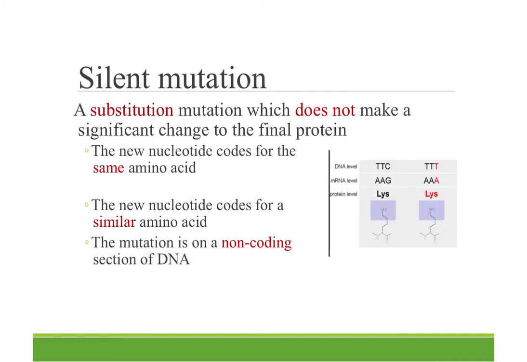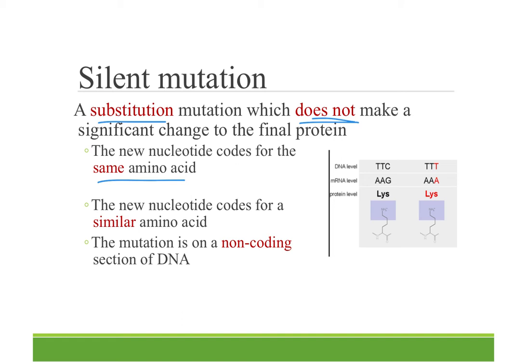A silent mutation is a substitution mutation which does not make a significant change to the final protein. Many of our amino acids actually have more than one codon, or more than one code, to cause it to be formed in the protein. So if a substitution mutation ends up with the same amino acid being coded for, it really is not going to affect anything, and that's why it's called a silent mutation.